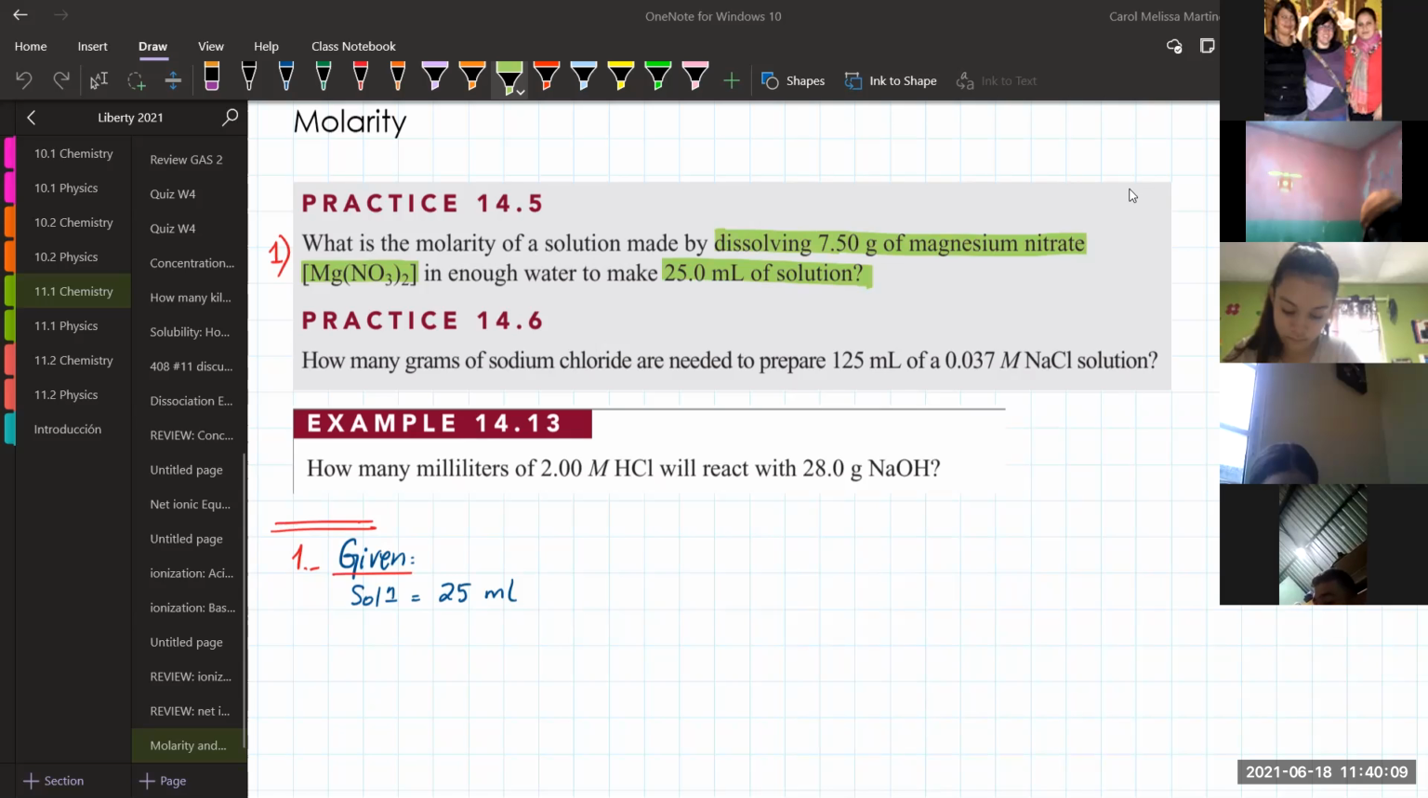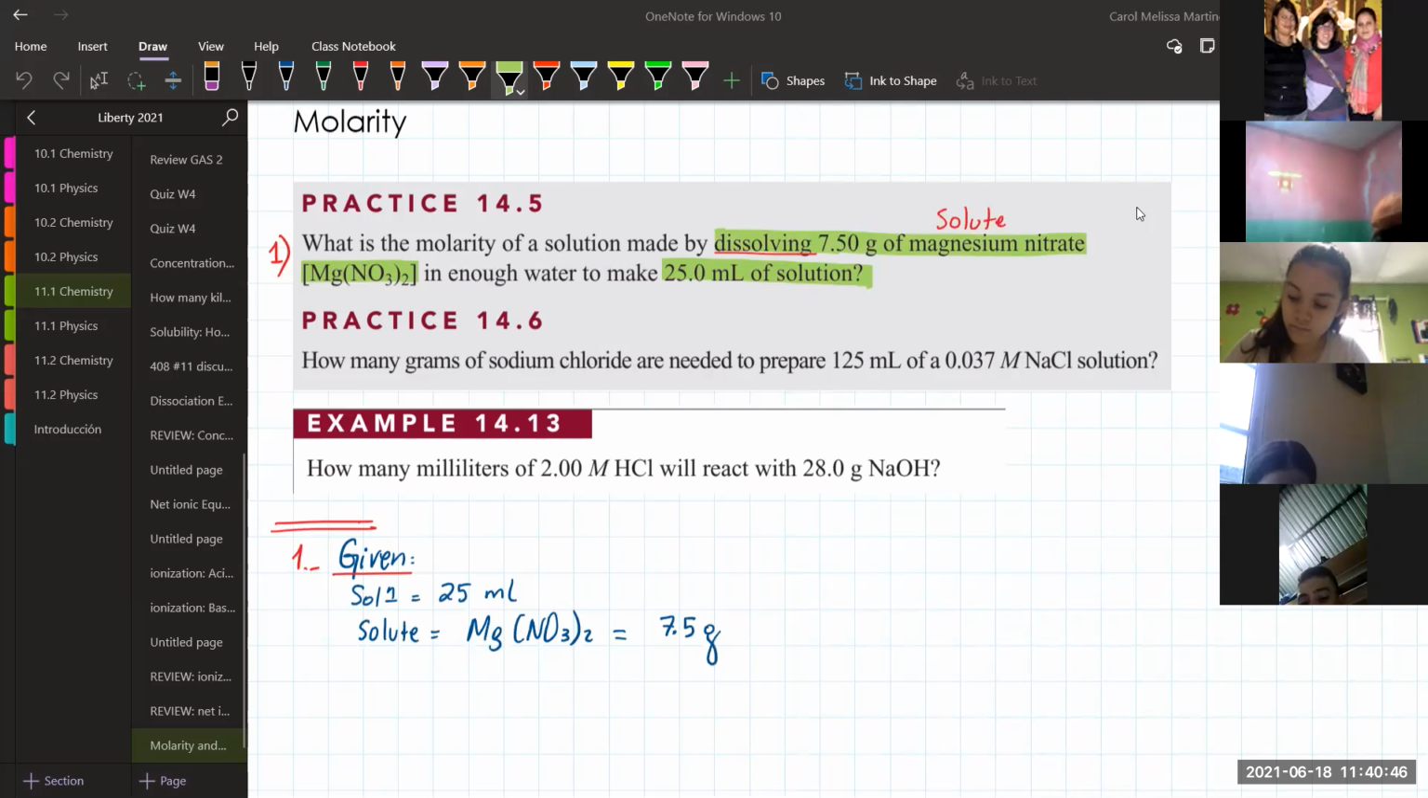Remember, in solutions, in molarity and molality, the substance that is being dissolved is known as the solute. So in this case, magnesium nitrate is the solute because it's been dissolved. So we say solute is equal to magnesium nitrate, which has this formula, and it's 7.5 grams.